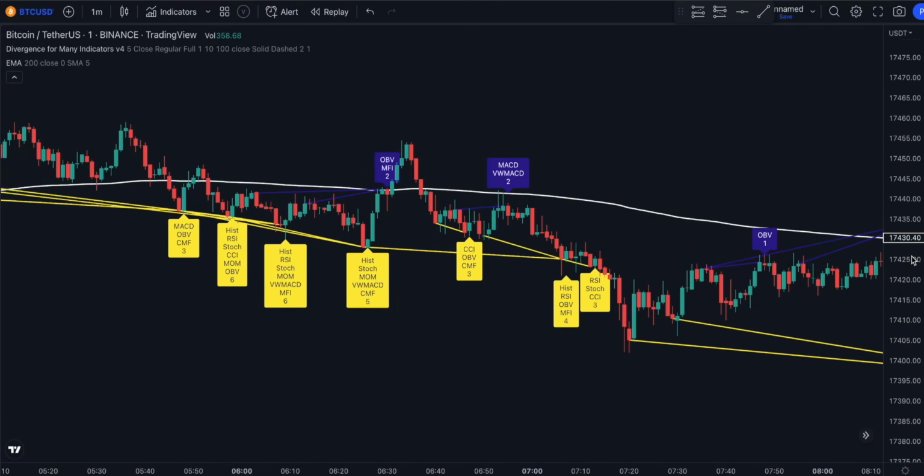For short trades, wait for the price action to drop below the EMA. This is a confirmation of a trend change from bullish to bearish. Then wait for the pullback into the EMA and for the indicator to spot a bearish divergence on at least 2 indicators.